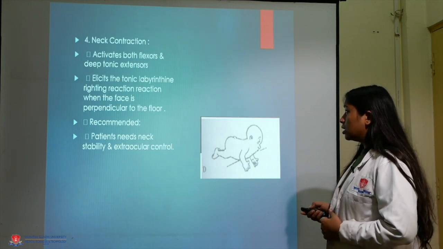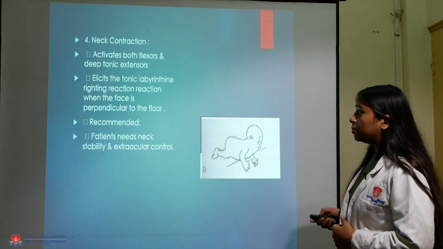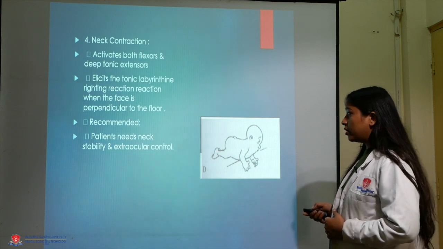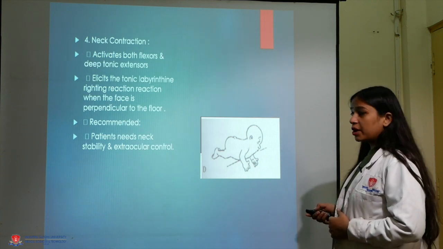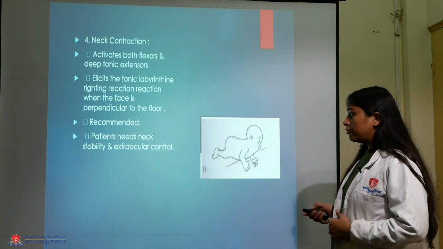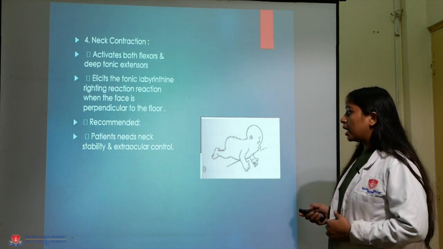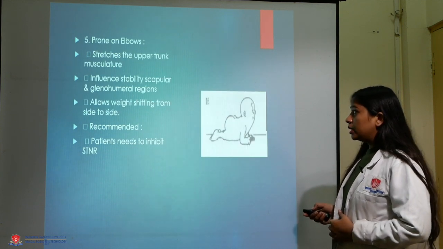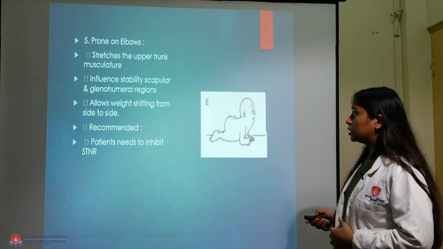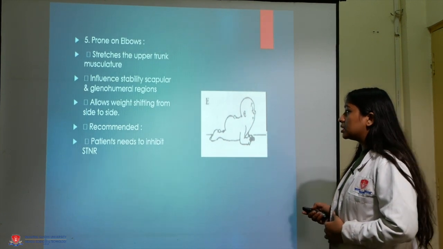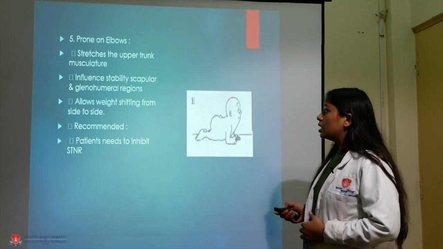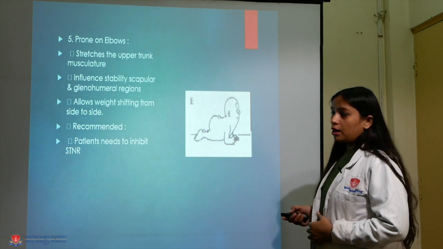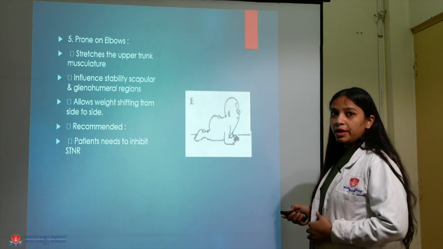Next is neck co-contraction. It activates both flexors and deep tonic extensors of the neck. It elicits the tonic labyrinthine righting reaction when the face is perpendicular to the floor. It is recommended for patients who need neck stability and extraocular control. Next is prone on elbows. It stretches the upper trunk musculature. It influences stability of the scapular and glenohumeral regions. It allows weight shifting from side to side, and it is recommended for patients who need to inhibit the STNR reflex.